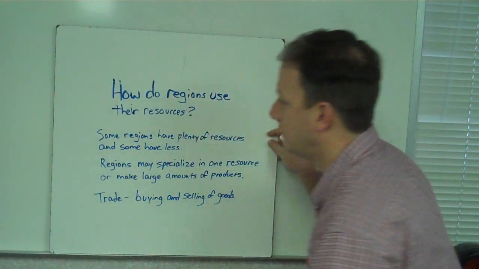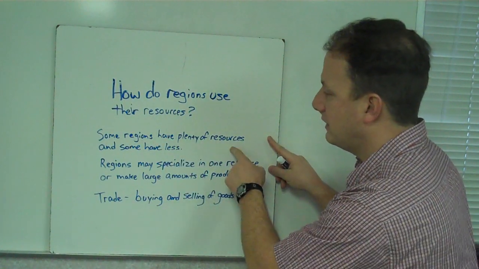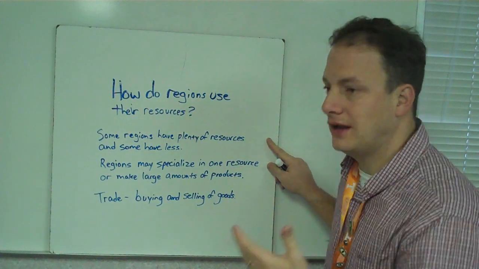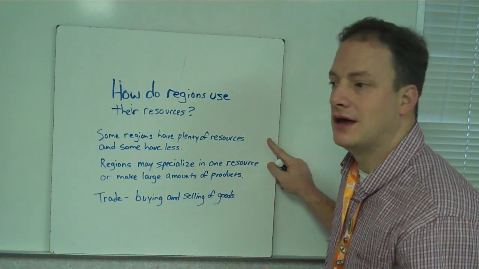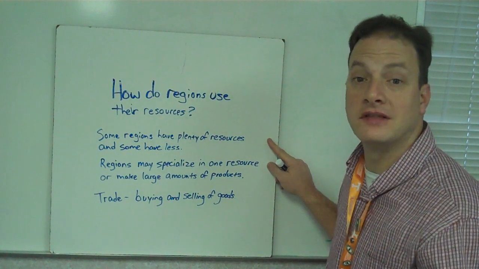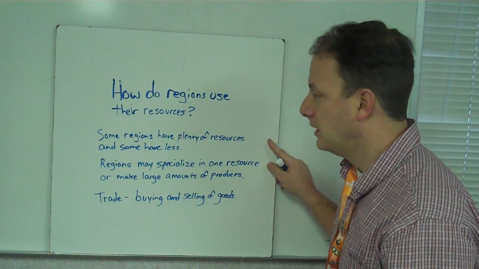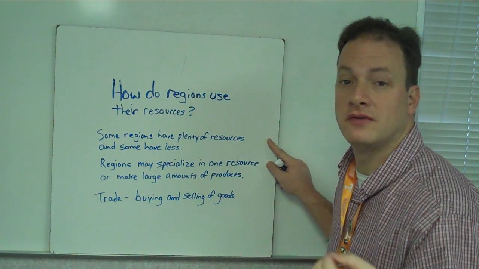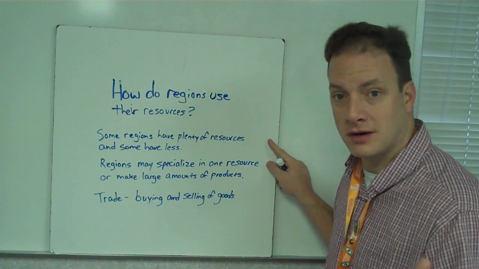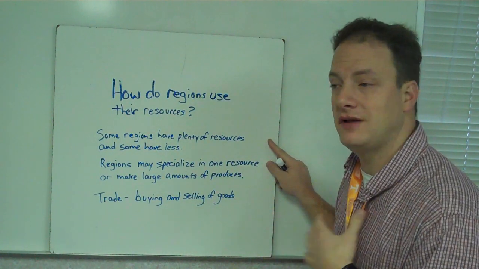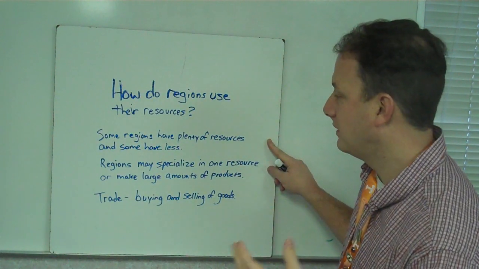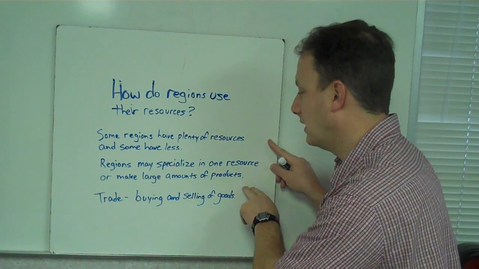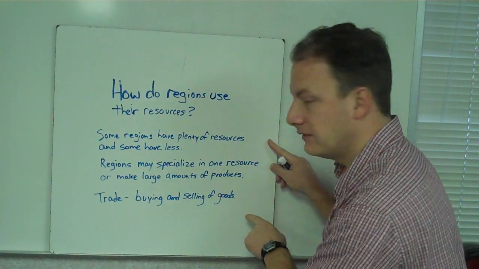How do regions use their resources? Some regions have plenty of resources and some have less. So let's say, for example, here in Tennessee, we cannot grow pineapples, okay? But we have lots of quartz and marble and things like that, especially in East Tennessee. Well, let's say that there's a state or a region that grows pineapples and fruits and things that we need, but they don't have marble and quartz and the materials that we have here. Well, our states can work out trades with each other. Regions may specialize in one resource or make large amounts of products. Trade is buying and selling of goods.